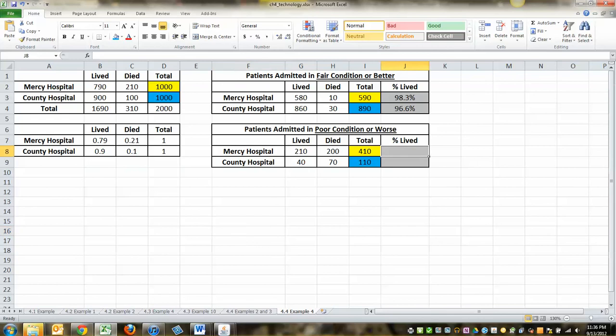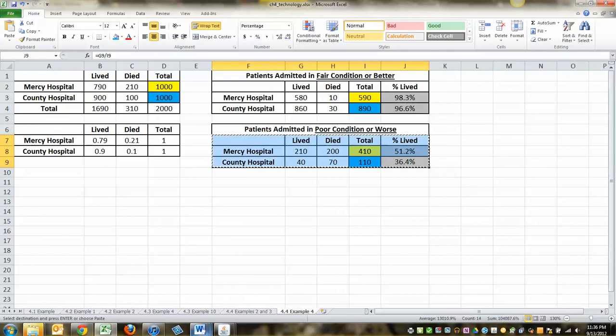All right. So what percentage are living in this hospital? Let me see. I've got this formula. Let's see if it'll work. Look at that. So if they're admitted in poor condition or worse, so if they're in really dire straits, hey, look which hospital does better again. Mercy Hospital does. They managed to get it so that 51% of their poor condition people survive, and County only gets 36.4%. Are you catching this? You seeing what's happening? Because it's kind of amazing.